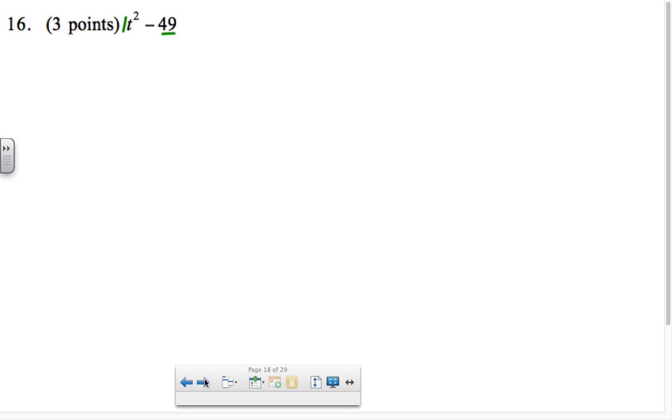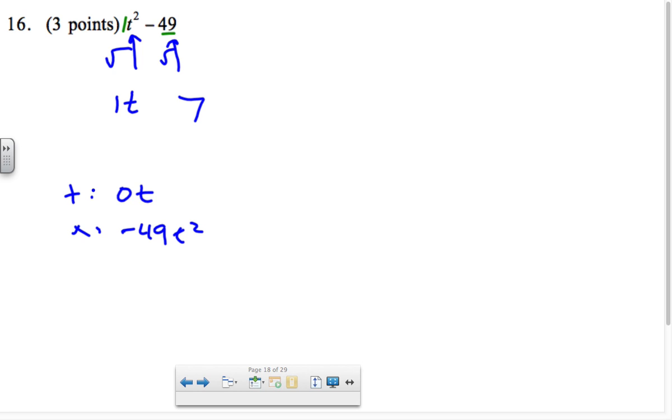Now this one is called the difference of two perfect squares. If you square root the t squared, you get t. If you square root the 49, you get 7. But you notice there's no middle term. So in order for there to be no middle term, you can think of this, if you were doing it with the box method, what multiplies to negative 49 t squared and adds to 0t.